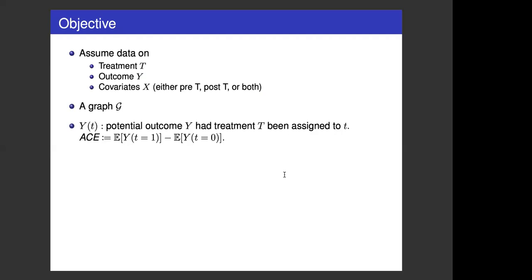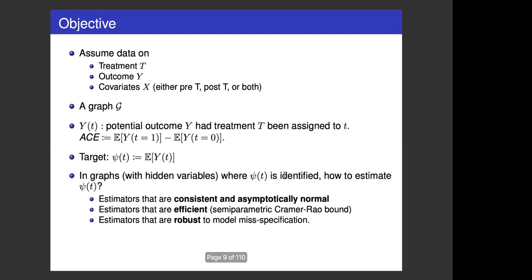So we set our target, for simplicity, to be just the counterfactual mean. Once we know how to estimate the counterfactual mean, we know how to estimate the ACE. And so the question we are interested in is: in graphs where this counterfactual mean is identified, how can we estimate it? We are after estimators with nice properties: estimators that are consistent, asymptotically normal, efficient, possibly achieving the semi-parametric Cramer-Rao bound, and possibly robust to model misspecification, which would allow us to use flexible models in our estimation scheme.